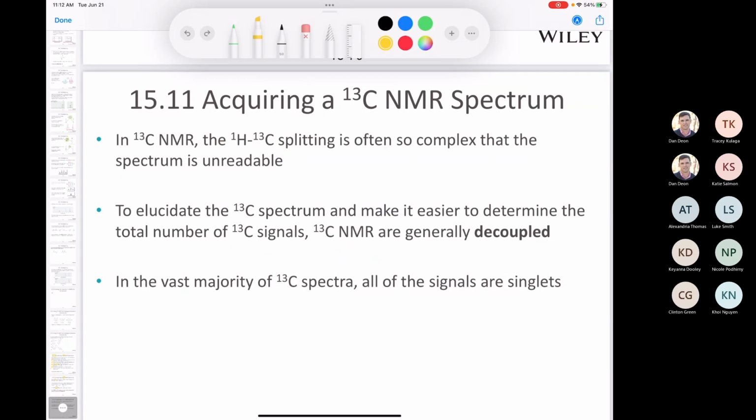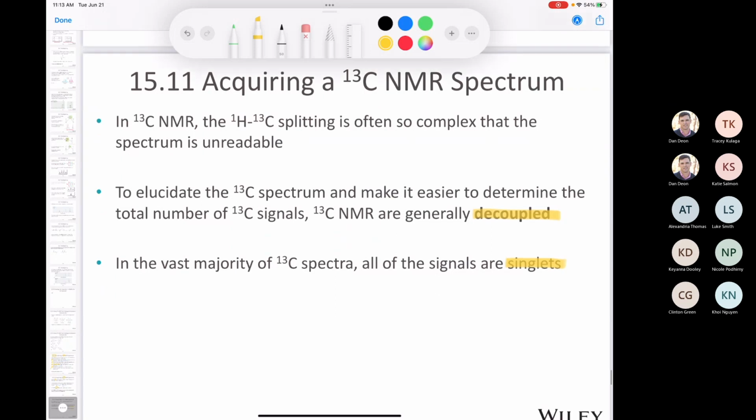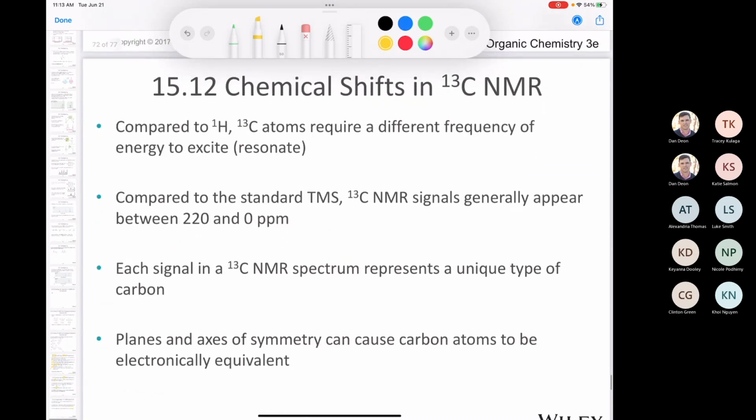And so 99% of the time, the carbon-13 spectra that we're going to look at are what are called carbon-13 decoupled spectra. What that means is that we set up the experiment in such a way that we excite all the hydrogen nuclei simultaneously with the carbon-13 nuclei, and it just prevents the splitting from occurring. So we end up seeing nothing more than a bunch of singlets. We don't see any triplets, doublets, quartets, or anything like that. We just see singlets in a carbon-13 NMR spectrum.